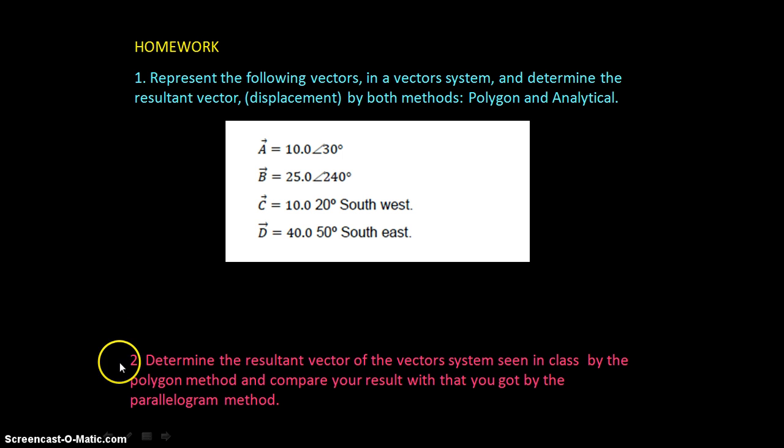And the second exercise is to complete the exercise that you started in class. You have to determine the resultant vector of the vector system seen in class, but now by the polygon method, and compare the result with the one you got by the parallelogram method. And that's it.